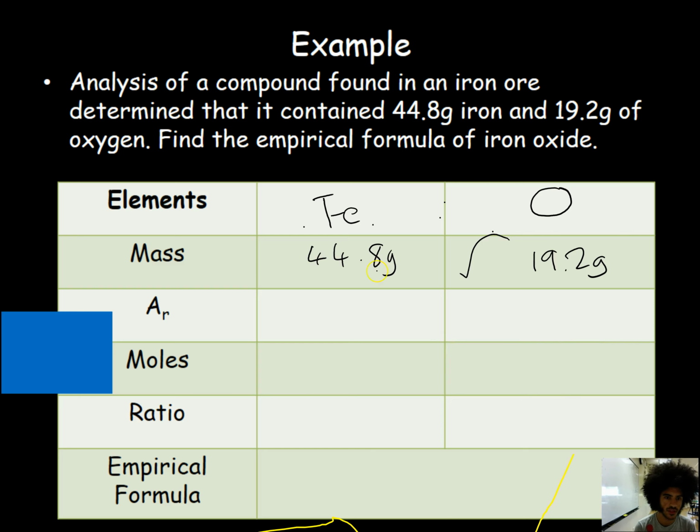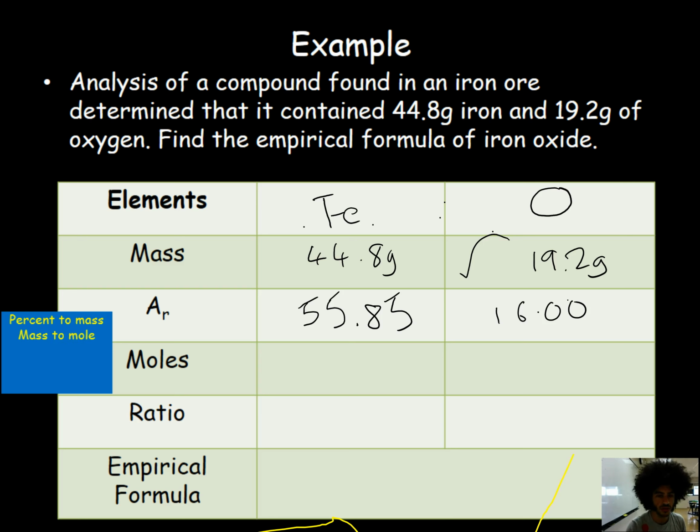I'm then going to put the AR in. Now the AR can be found in a number of places. I like using the data booklet for IB. Woohoo, very exciting. And if I look at it, I get really precise numbers. So Fe is 55.85, so let's whack that in. 55.85. And oxygen is 16.00. Okay, now my first step of my rhyme is percent to mass. Now, there's no percentages here, and we'll do that in the second problem, so I'm going to leave that blank. I'm going to move to my next bit of the rhyme, which is mass to mole.